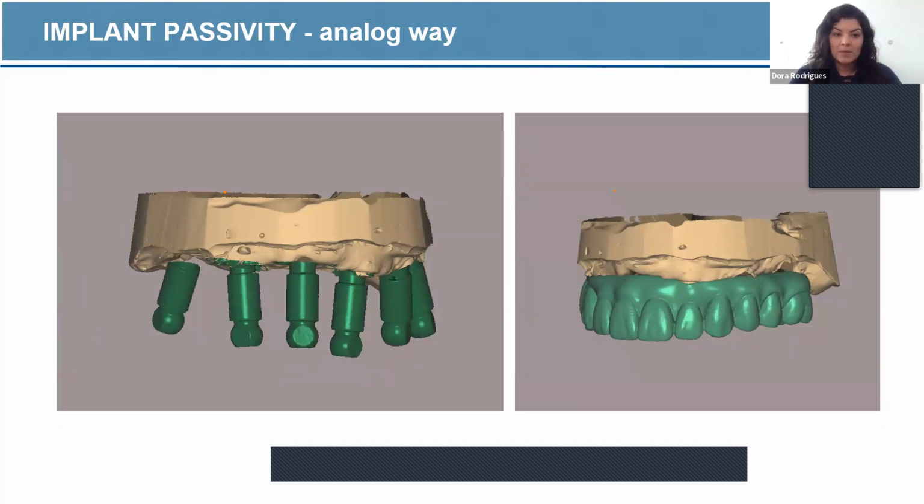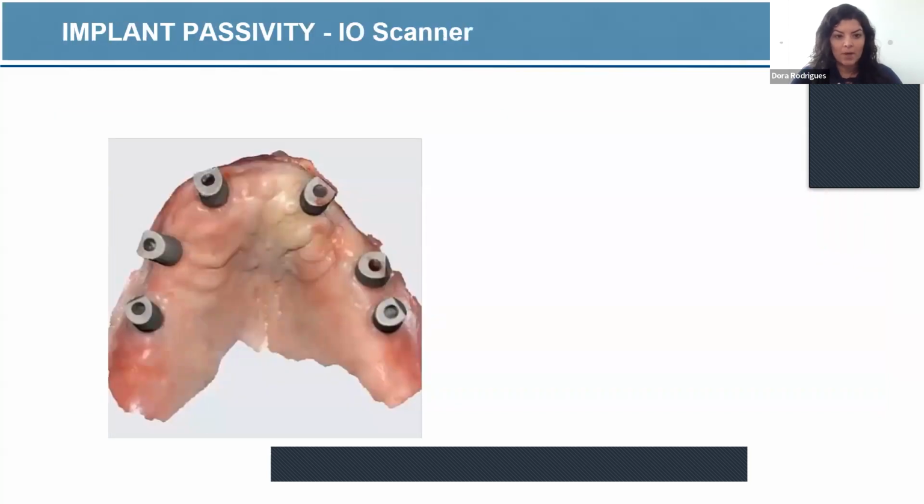So from the same idea, if I can place the scan bodies on my model, maybe we can place scan bodies in the mouth, since it is the most accurate place to get that implant position or passivity, and go from there.